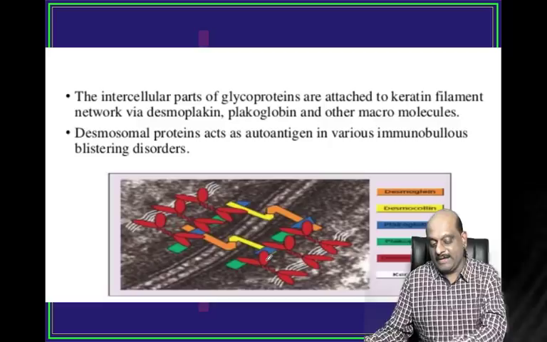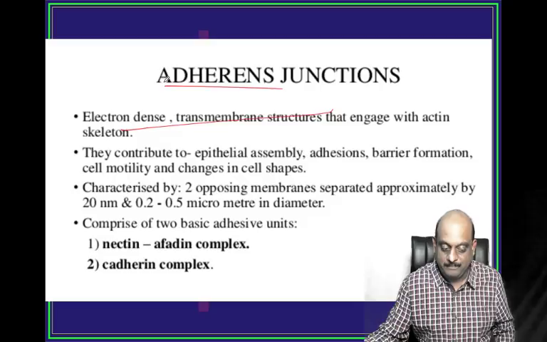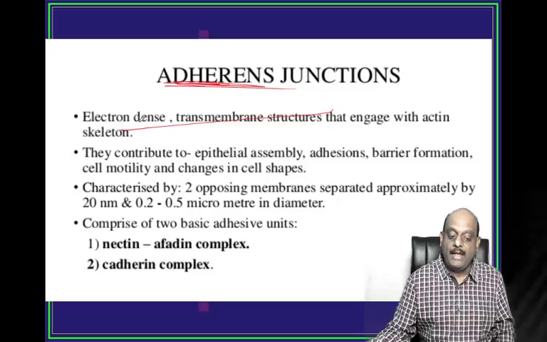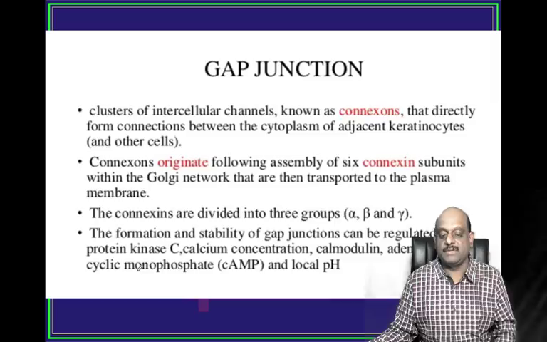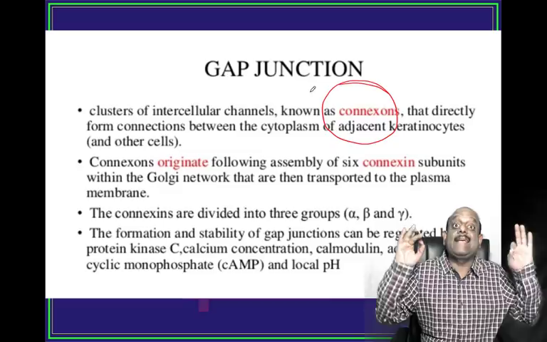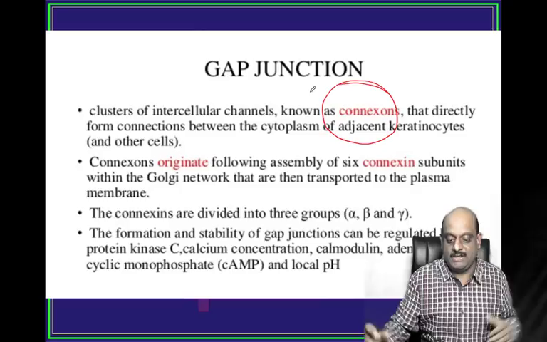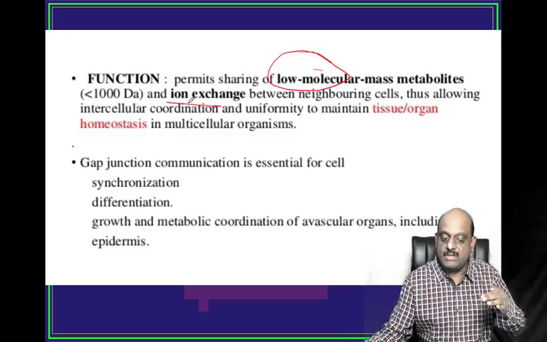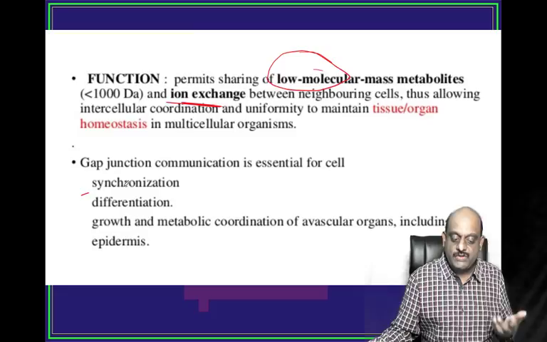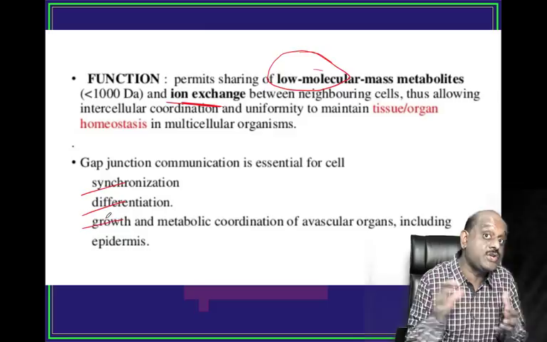Then adherens junctions. What are the two words that you need to remember when it comes to adherens? Adherens junctions are electron dense transmembrane structures that engage with the actin skeleton. They have the nectin and cadherin complex. Then what is gap junction? The word that should come to your mind when I say gap junction is connexons. Okay doc? Connexons. And what is the function of gap junction? They permit the sharing of low molecular weight metabolites and ion exchange. And gap junction is important for synchronization, differentiation, growth and metabolic coordination of the various avascular organs, including the epidermis.